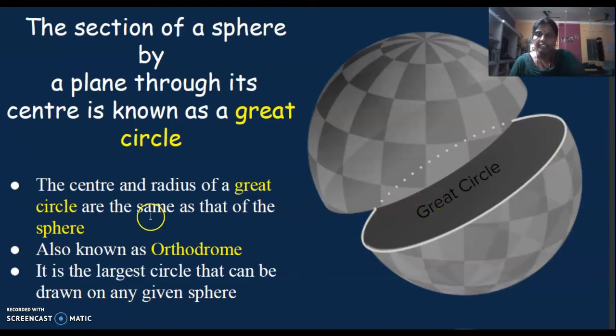Can you get it? Yes, the center and the radius of a great circle are the same as those of the sphere. This is the center of the sphere and this is also the center of the great circle. This great circle is also known as an orthodrome, and it is the largest circle that can be drawn on any given sphere. So a great circle is the largest circle that can be drawn on any given sphere.